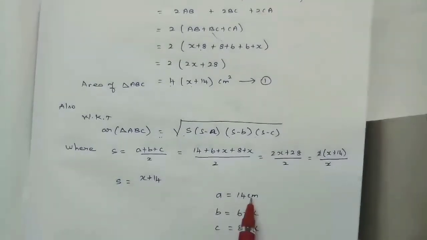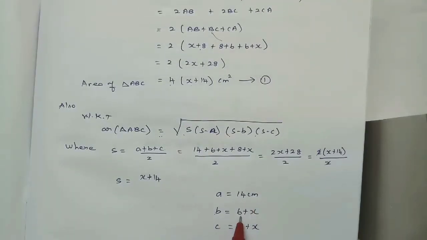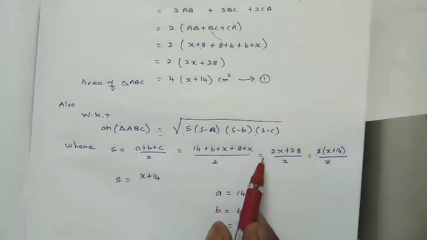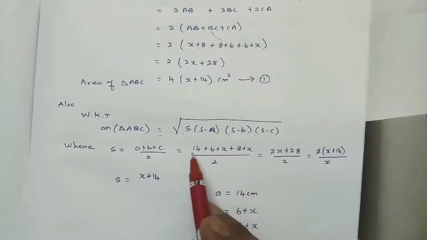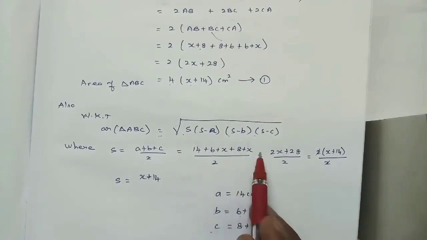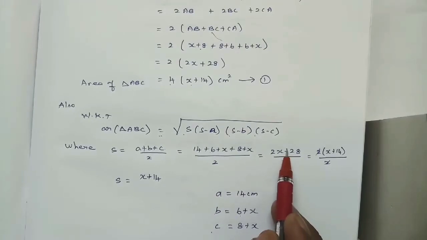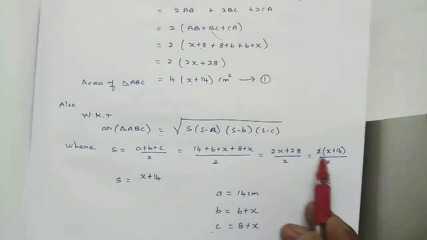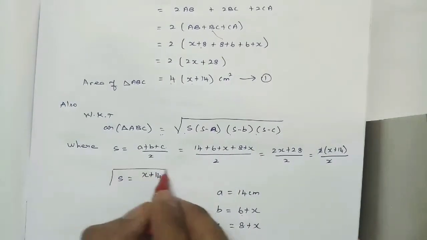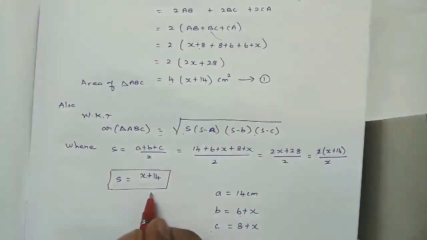A is 14 centimeter. B is equal to 6 plus X, and C is equal to 8 plus X. Adding these, 14 plus 6 plus X plus 8 plus X is equal to 14 plus 6, 20, 20 plus 8, 28, 28 plus X plus X, 2X. So 2X plus 28 divided by 2. Simplify, take 2 commonly outside, then X plus 14, the 2 will get cancelled. So S is equal to X plus 14. I got it. S is equal to X plus 14.